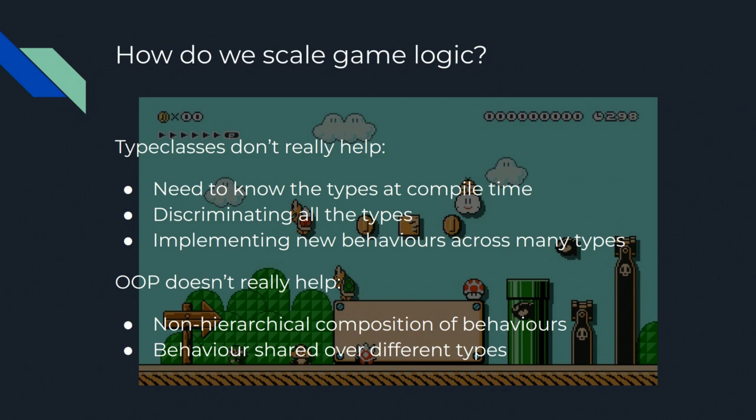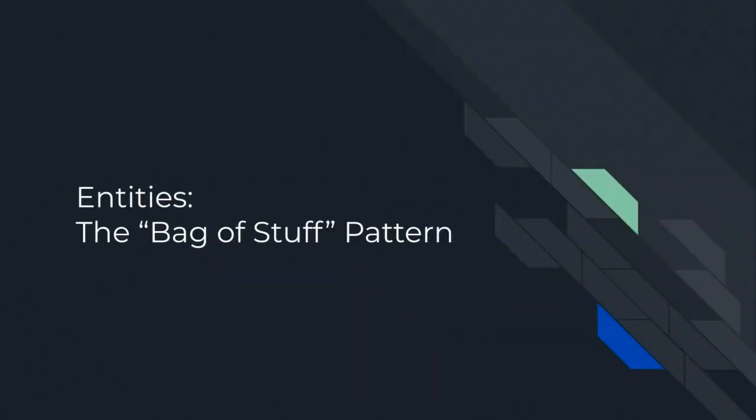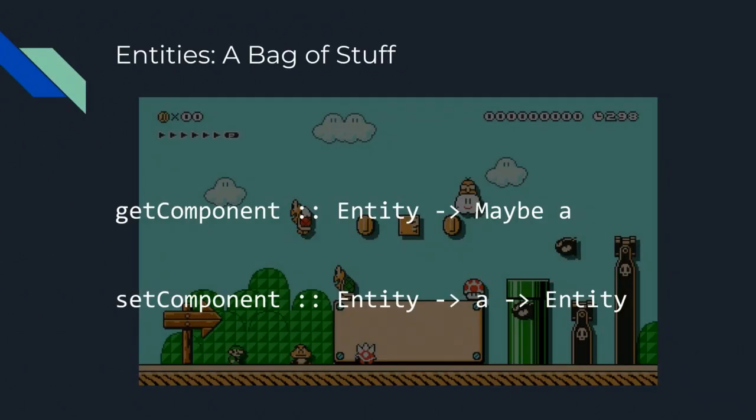Object-oriented doesn't really help either, because the way that these behaviors compose is not hierarchical. It's not like this thing has this and then all these other things follow. It's taking stuff from all over the place, which is where entities come in. I'll call it the bag of stuff pattern. This is a standard way of doing it within game engines.